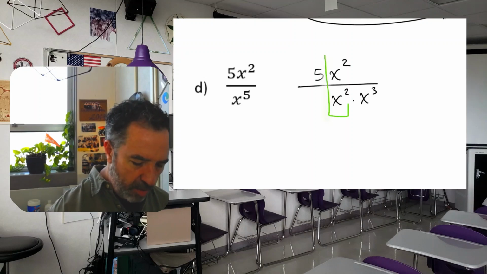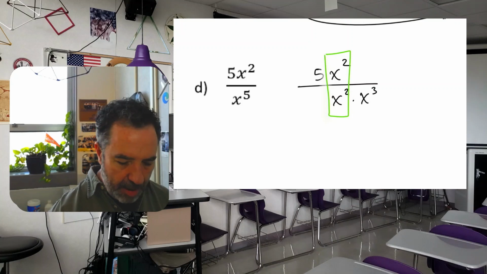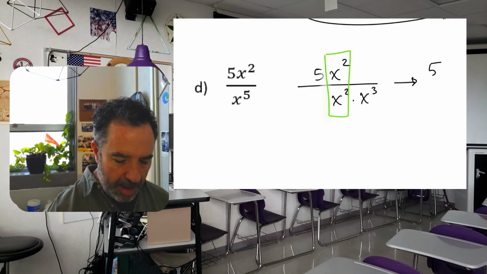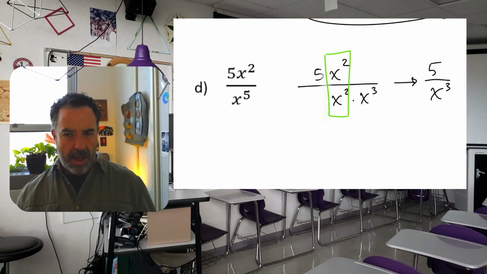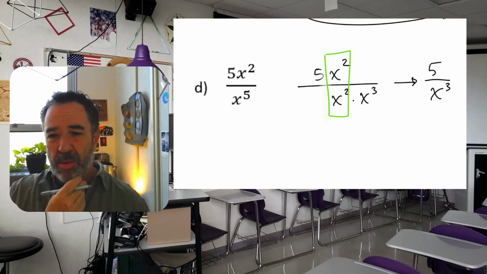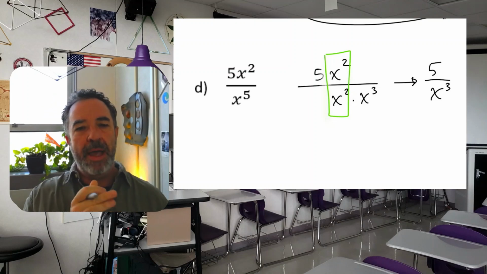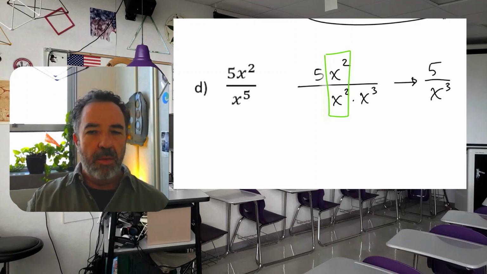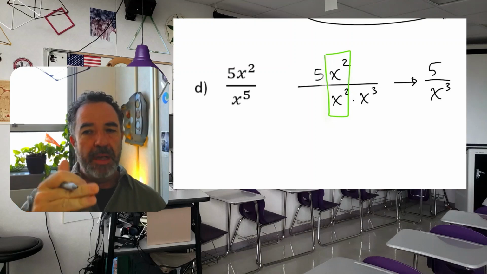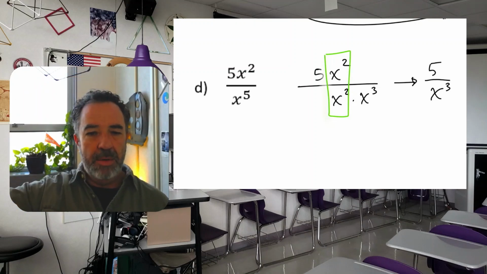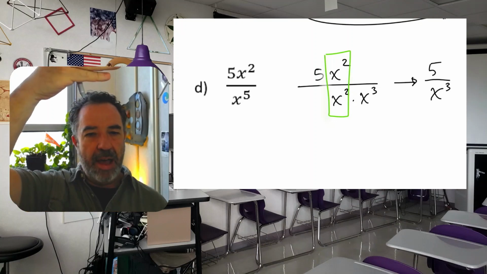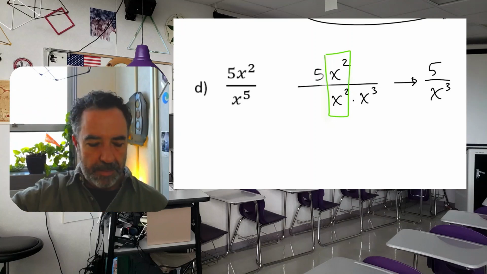X squared over x squared, which is gone. And in my numerator, I have the number 5. And in my denominator, I have x to the 3rd power. And that's exactly where we'll leave this. So do be careful. Pay attention once you identify the giant one and you get rid of it, where the pieces are, right? The 5 is clearly in the numerator, and the x cubed is clearly in the denominator. So I've got 5 over x cubed.